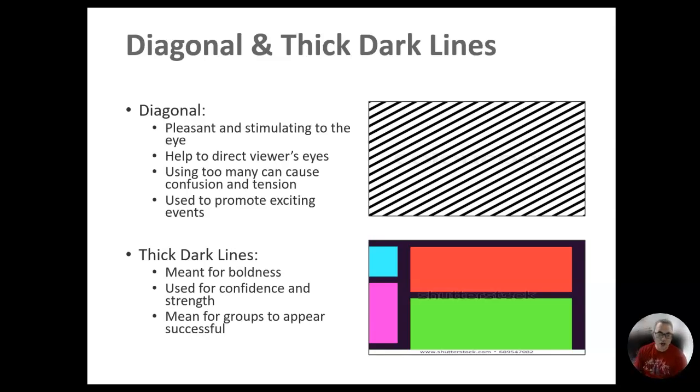Now, thick, dark lines are meant for boldness and confidence. They're meant for strength. That's why you tend to see them a lot in sporting events, concerts, and movie posters. They're meant to make things pop and to showcase that, hey, this is here, go do it or go see it. They're meant to make groups appear successful or really powerful in a lot of different ways.